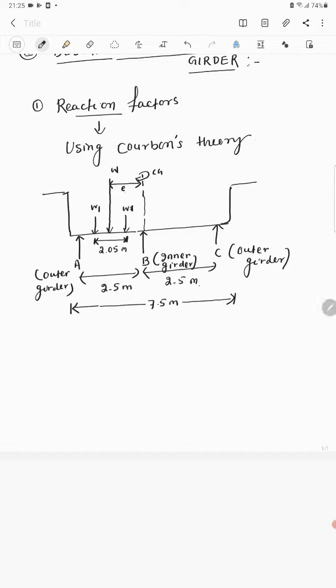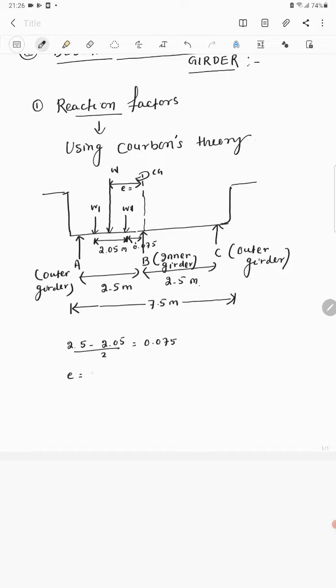So what will be this eccentricity then? This eccentricity can be calculated. This total is 2.5, so 2.5 minus 2.05 divided by 2 gives this distance, which comes to 0.075. So this value is 0.075. So this E value will be how much?